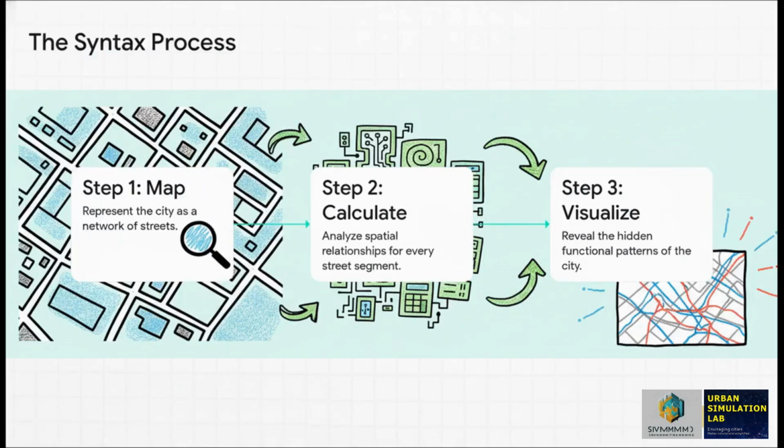So the process, in concept at least, is pretty simple. First, you map the city's entire street network. Then you use computers to calculate those to and through potentials for every single street segment. And finally, this is the magic part, you visualize all that data on a map. And when you do, it suddenly reveals this hidden functional skeleton of the city.